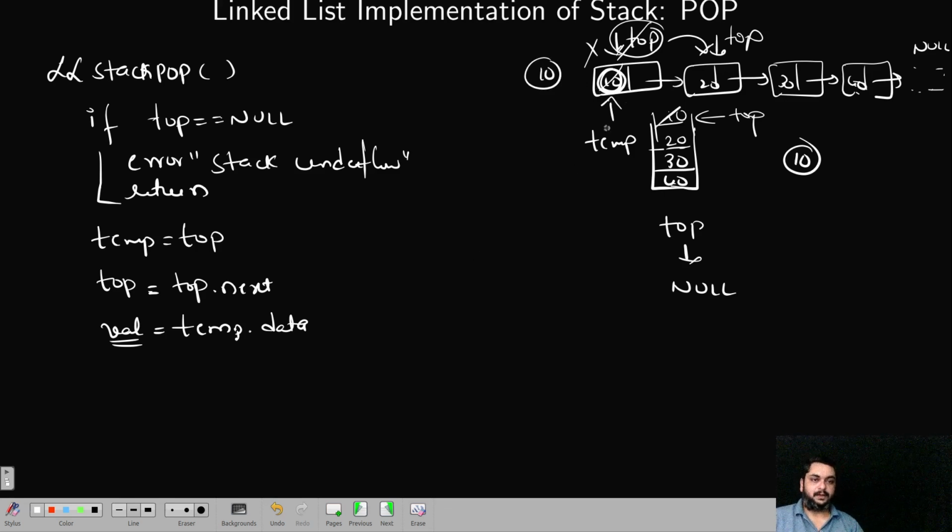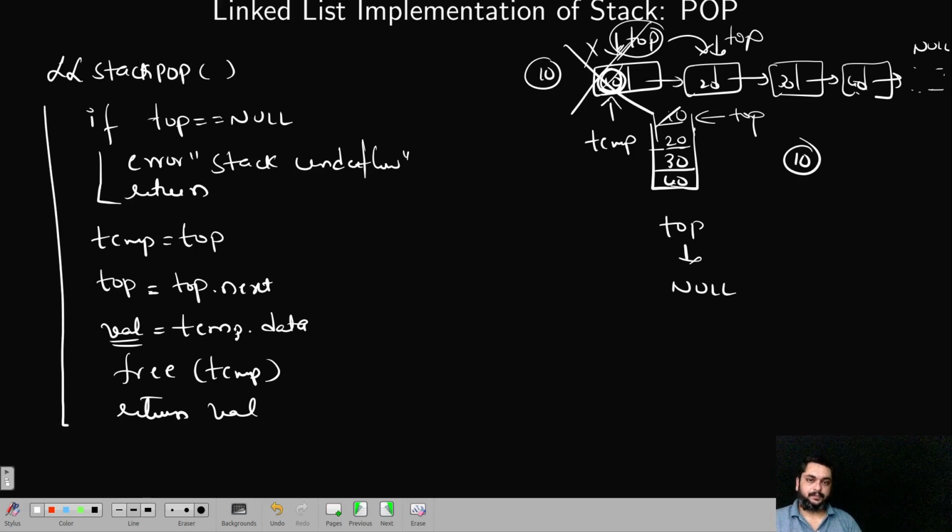So I'm getting that value from the temporary node. I will assign it as temp node. Then you delete it, free temp. So this node will now be deleted. Then you return that value. Return value. So that is the algorithm for pop.